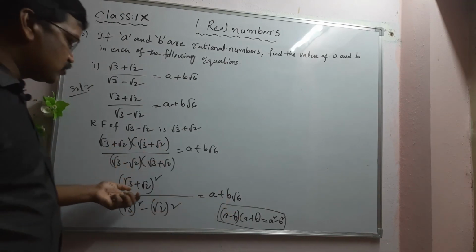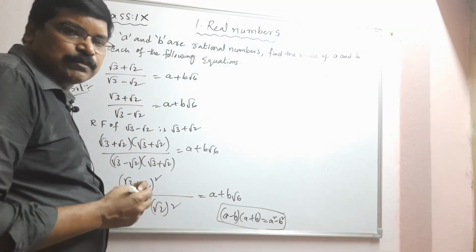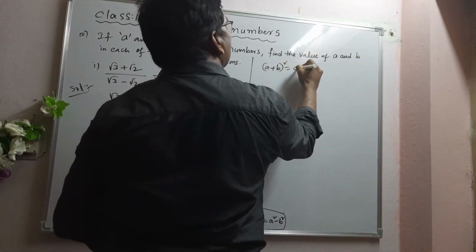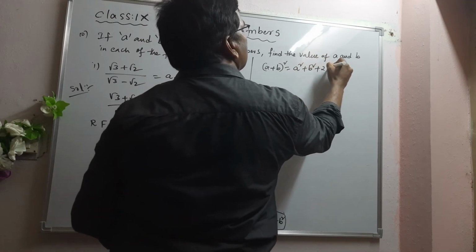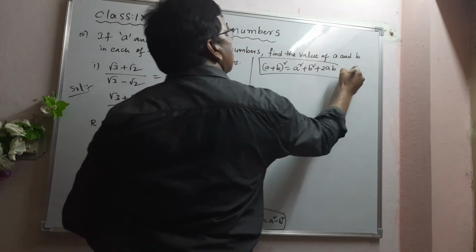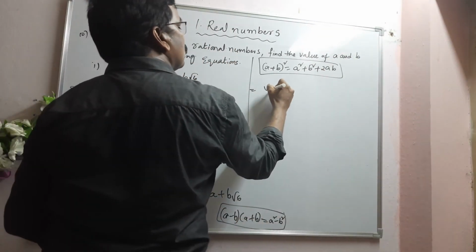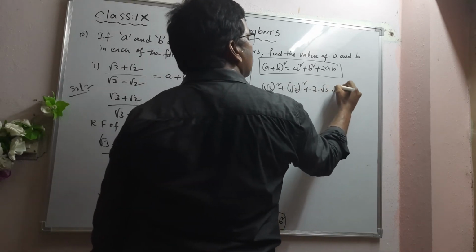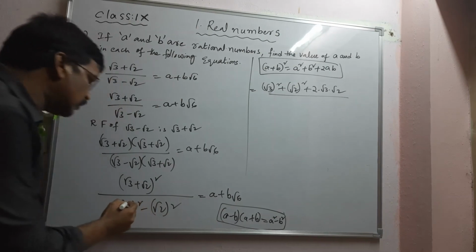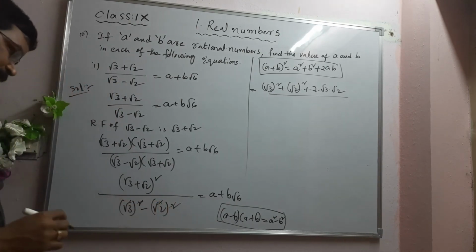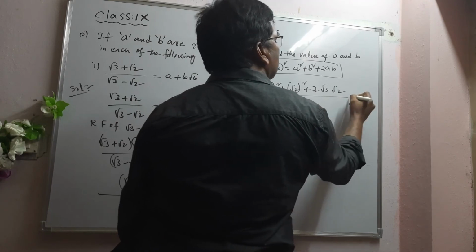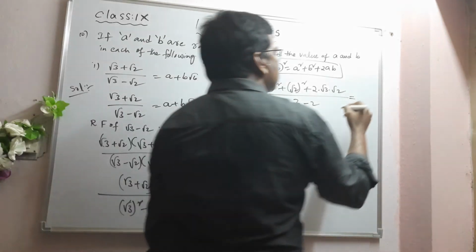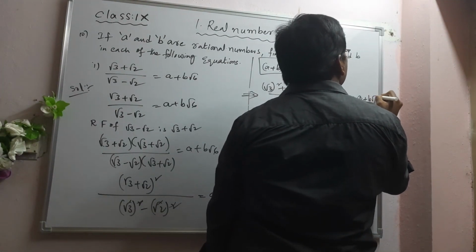Now let us expand this numerator root 3 plus root 2 whole square by using a plus b whole square. What is a plus b whole square, students? You are very familiar with this formula. A square plus b square plus 2ab. That means root 3 whole square plus root 2 whole square plus 2 into root 3 into root 2 by. So here this square and root get cancelled. Finally 3 minus 2. This is equal to what? A plus b root 6.